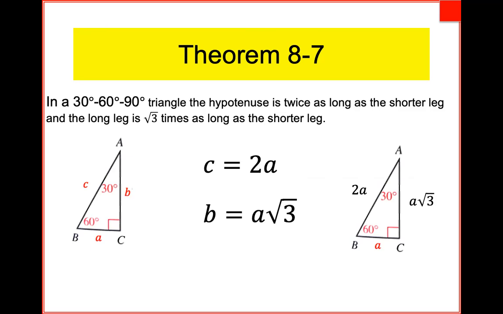So this was easy because this is a 30, starts with a 3, 30-60-90. So I knew that this proof had the square root of 3 in it. That means the other theorem had to have the square root of 2 in it. And it couldn't have been 2 times a because it's an isosceles triangle.